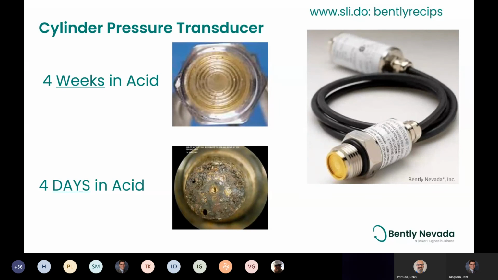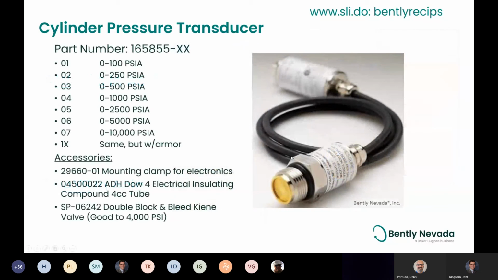We have something like 15,000 of these transducers out in the field today, and we're not losing money on warranty claims. It's a very robust and reliable transducer, as you would expect from Bentley Nevada.